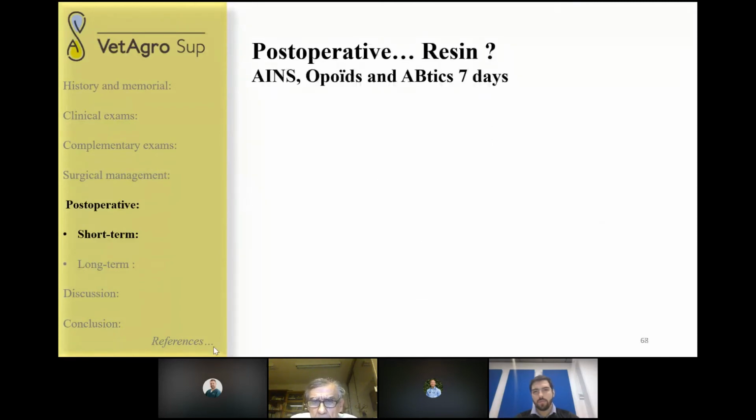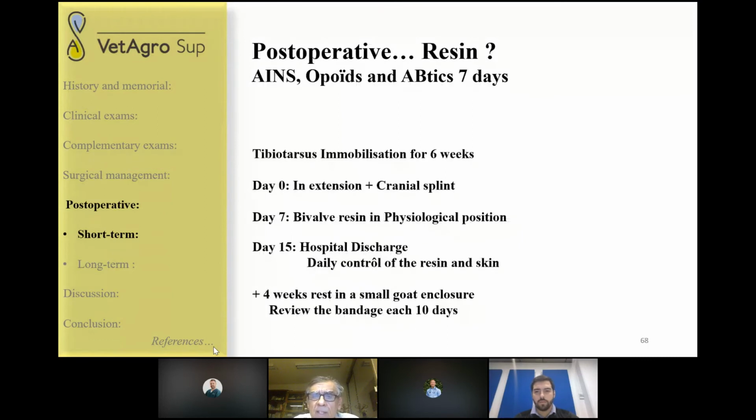Next slide, please. Post-operatively, we decided to use resin instead of external fixation or a tibio-tarsal screw. During the first week, the goat had non-steroidal anti-inflammatory drugs, opioids, and antibiotics. And we did an immobilization for 6 weeks, first for the first week in extension with a cranial splint to decrease lesion of the calcaneus.